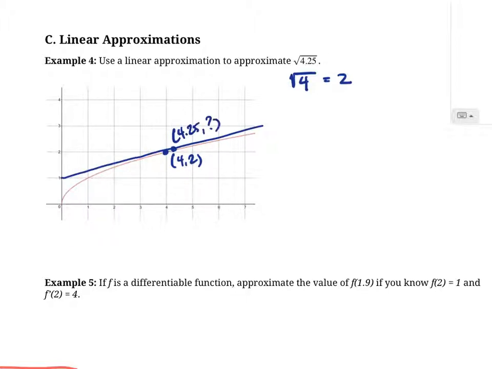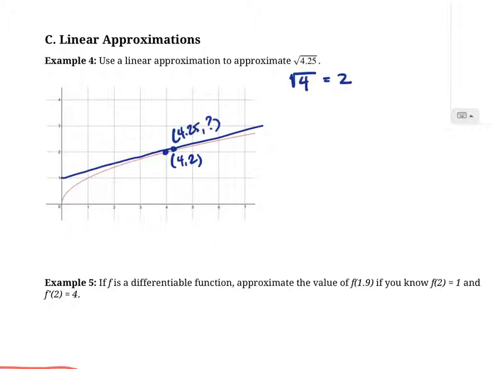4.25 and question mark, right? We don't know what that value is. Well, if you look at this graph, even this really crude graph right here, you can see that the tangent line and the value of the function, the red line, are very close together. So we could actually use that to approximate that value at 4.25.